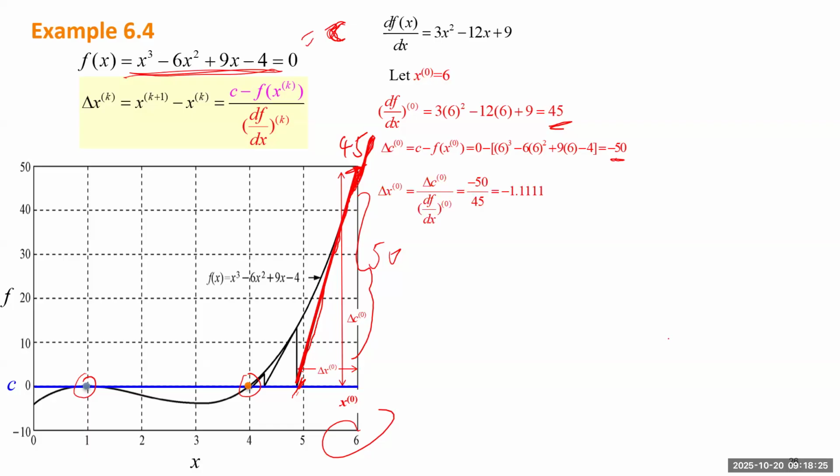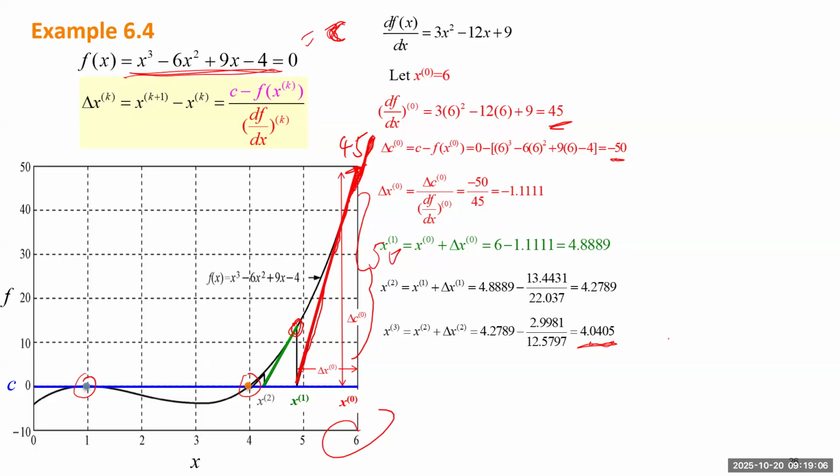Then we update. We use the distance to update. So finally, the second iteration will start from here. That will be x1. We plug x1 into the function and get a new point, and then we draw a new slope here, right? Using this green line to approximate that part of the nonlinear curve. After 2 iterations, we already get a value very close to the root.